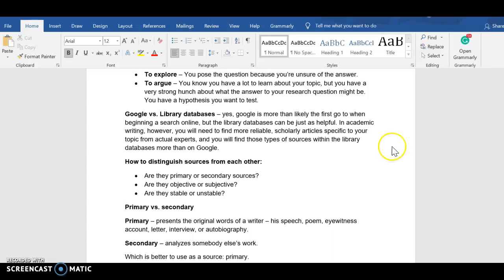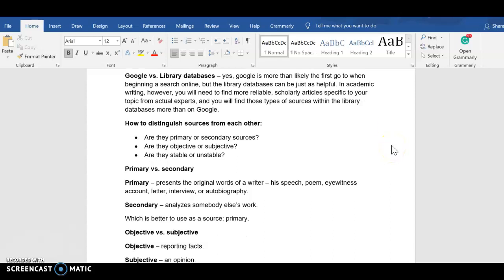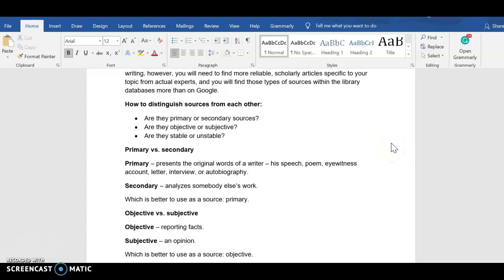So first, looking at primary versus secondary. Primary represents the original words of a writer: his speech, poem, eyewitness account, letter, interview, or autobiography. Secondary analyzes somebody else's work. So we always want to try to look for a primary source versus a secondary source. Of course, secondary sources can be okay, but a primary is going to be better.